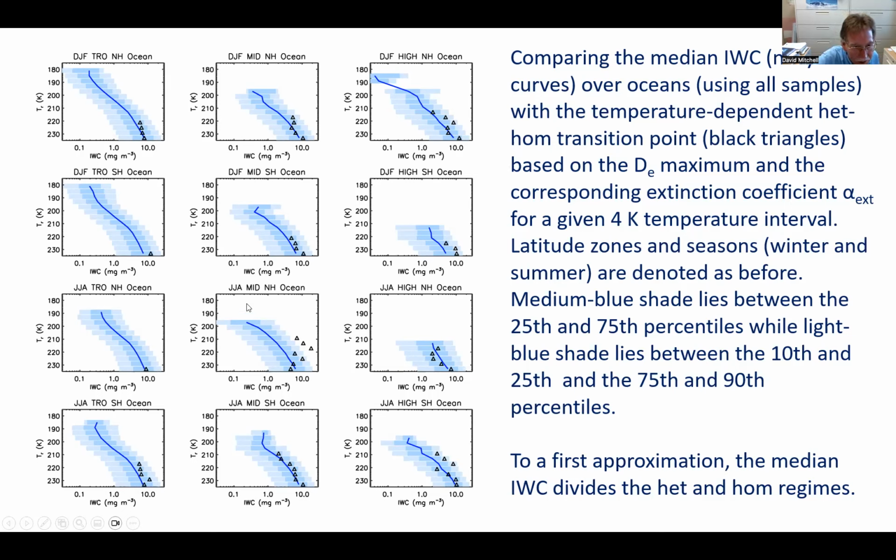With the exception of this plot, in which we hardly had any contribution at all of homogeneous cirrus clouds, so I'm not too concerned about this particular plot here, all the other plots show a pretty good correlation or a similarity where the transition occurs near the median ice water content. So that was an interesting finding.